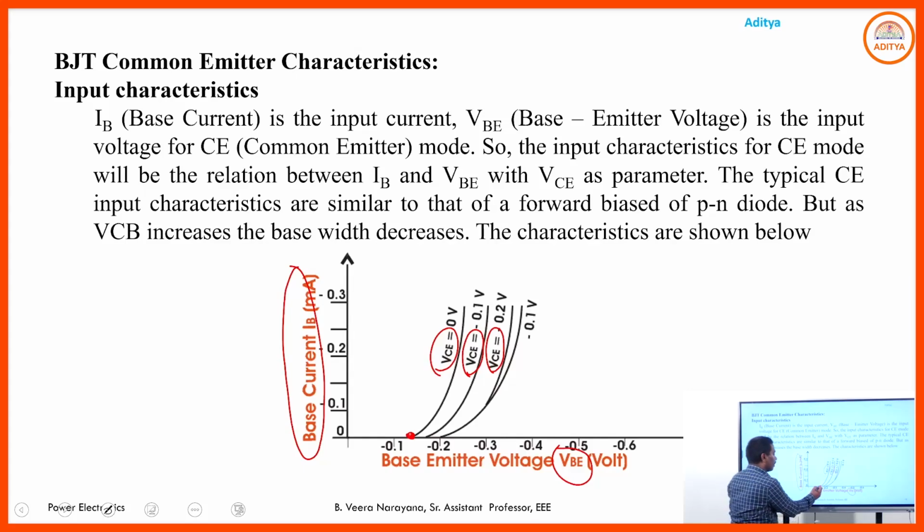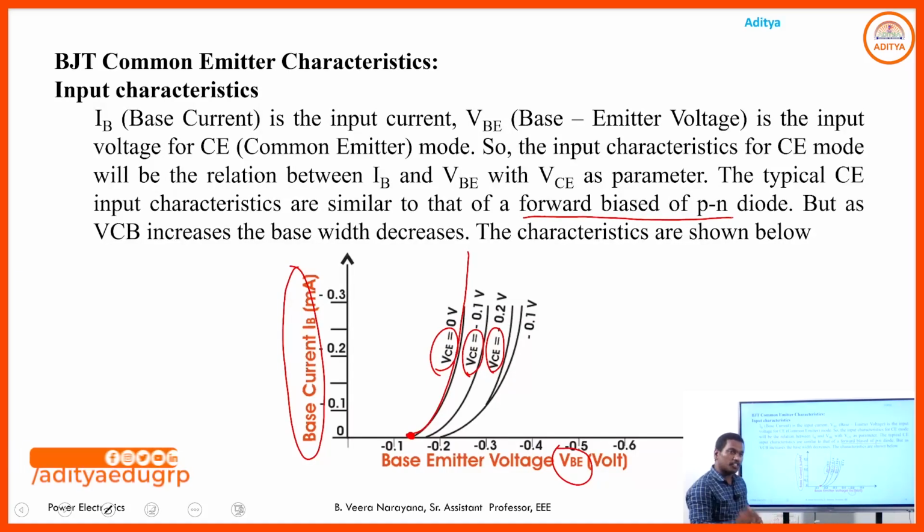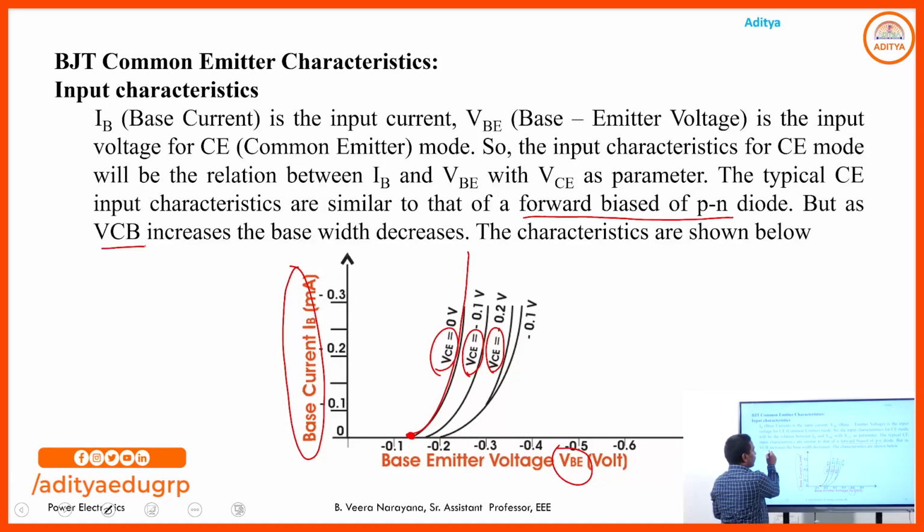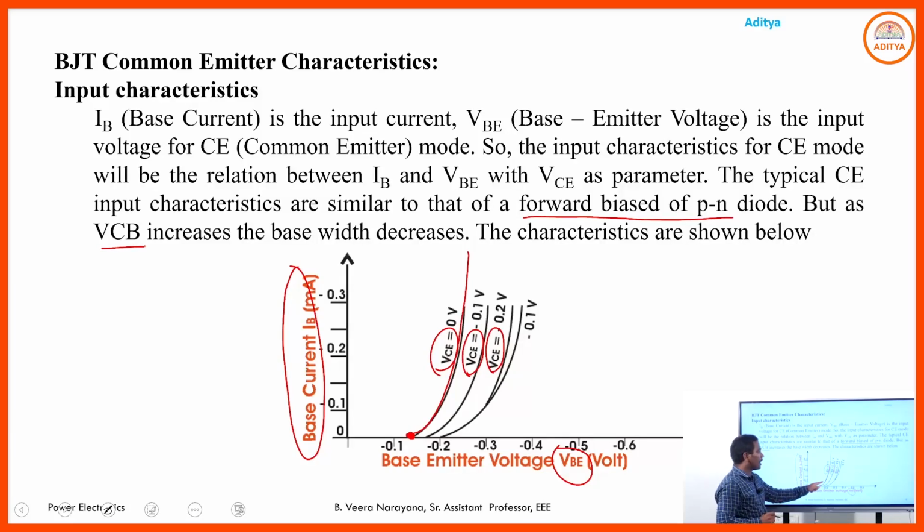Whenever the voltage across this base emitter junction crosses this voltage, then the base current rises. So these input characteristics are similar to those of a forward biased PN junction diode. Here, if you increase the collector base voltage, correspondingly the collector current also increases.